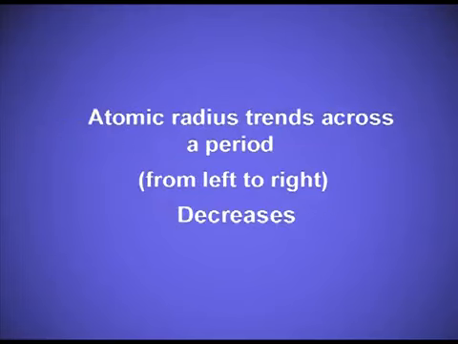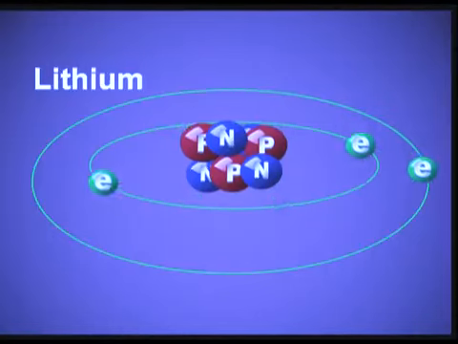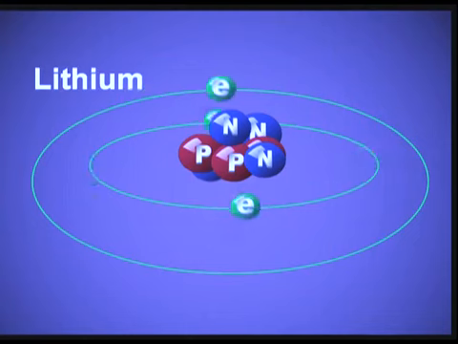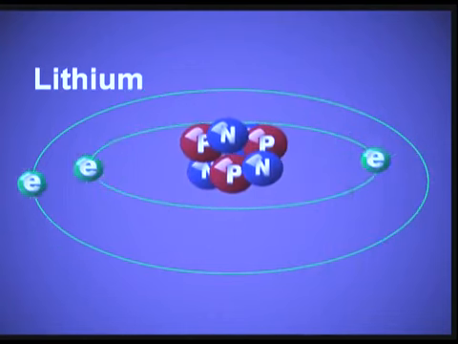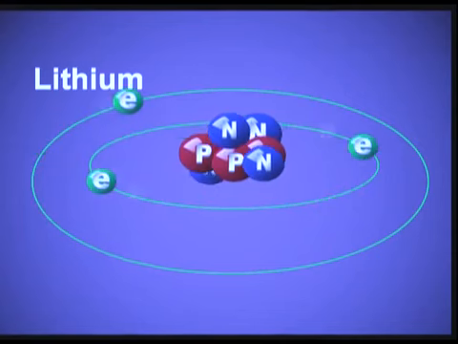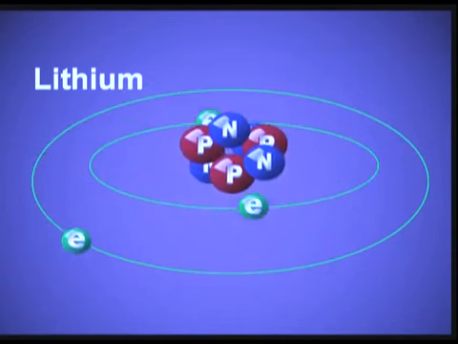Now the trend: how atomic radii vary along a period and along a group. Atomic radius along a period decreases from left to right. I am taking the example of the second period, that is lithium, beryllium, boron, carbon, nitrogen, oxygen, fluorine and neon. Just see lithium, its atomic number is 3. It has 3 protons and 3 neutrons in the nucleus and 3 electrons revolving around the nucleus.